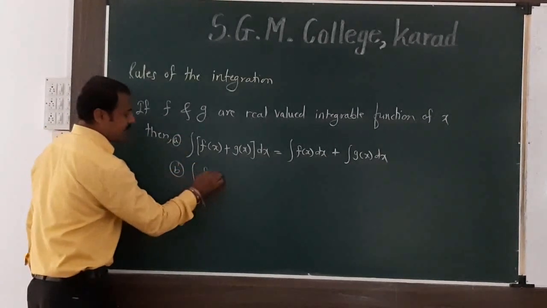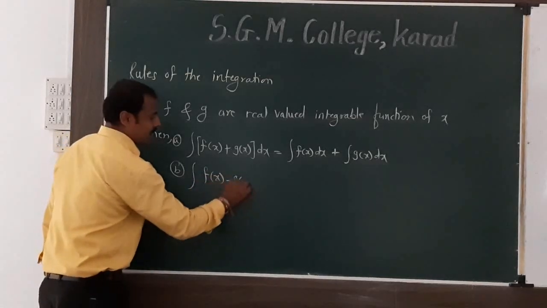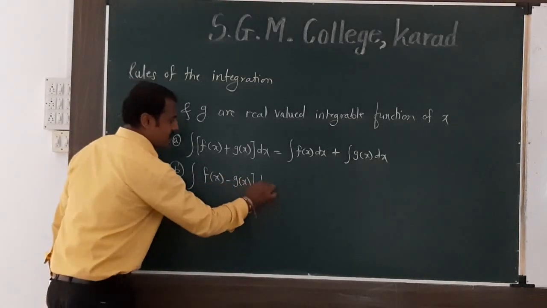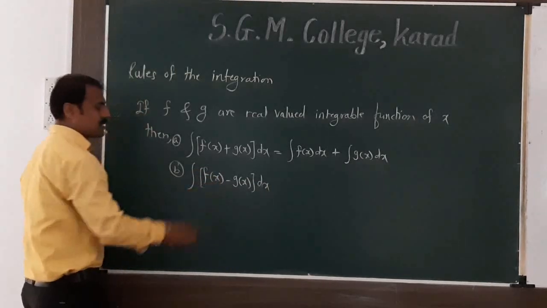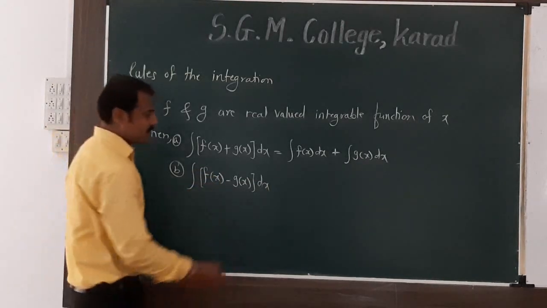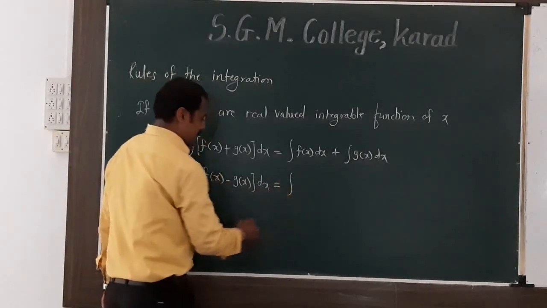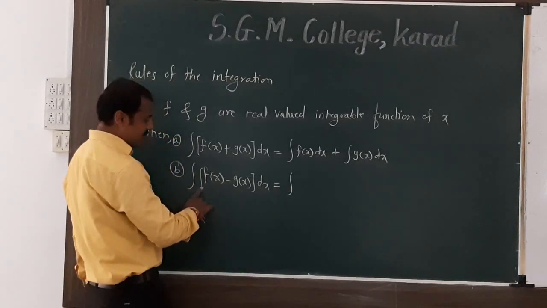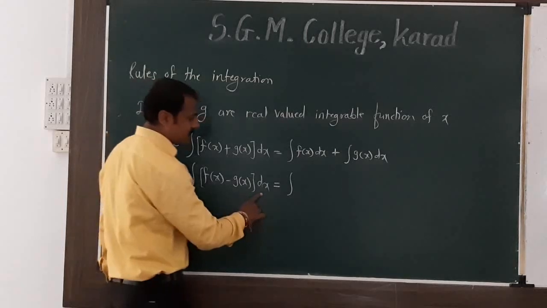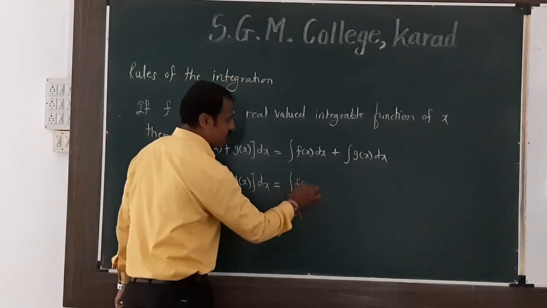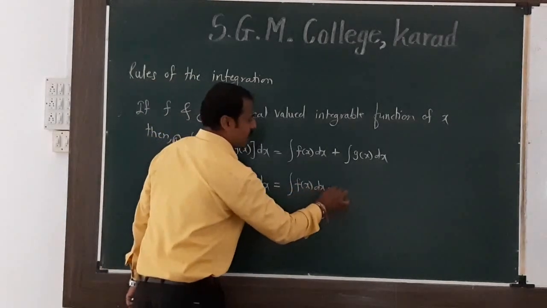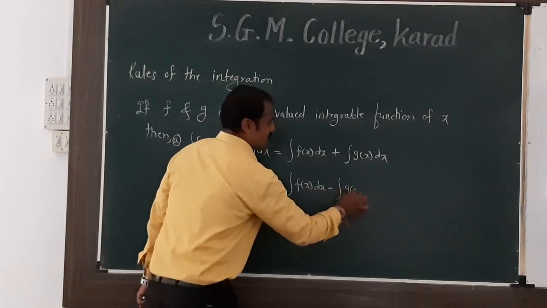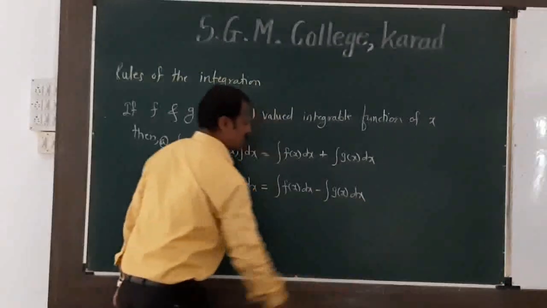if inside the integration there is subtraction, look at it. If inside the integration there is subtraction, then we can separate the integration sign to both the terms. Okay, that is integration of f of x minus g of x dx is equal to integration of f of x dx minus integration of g of x dx.